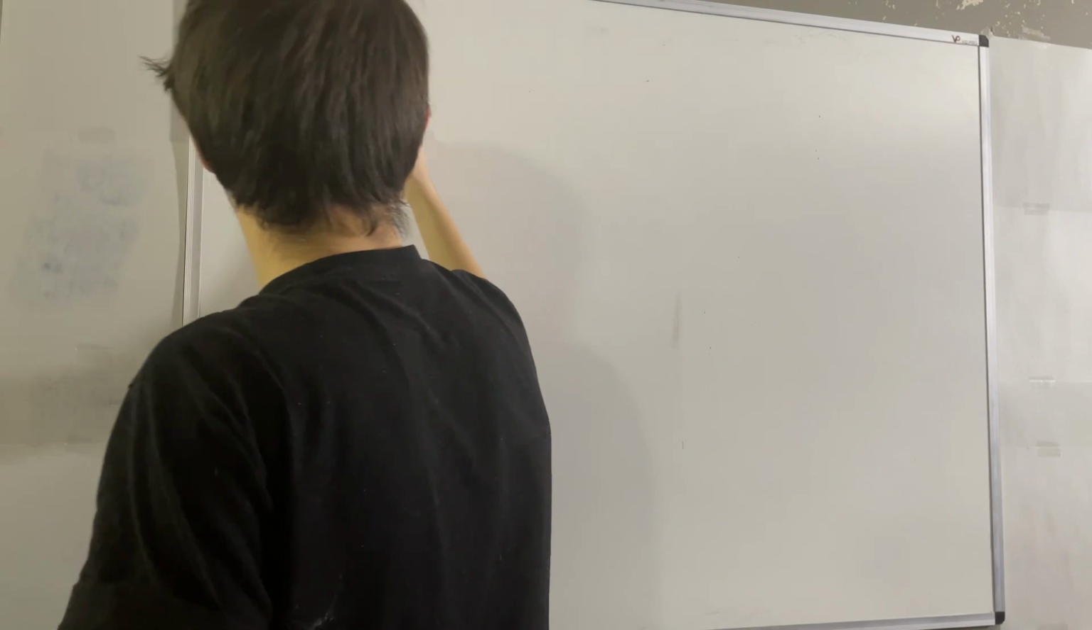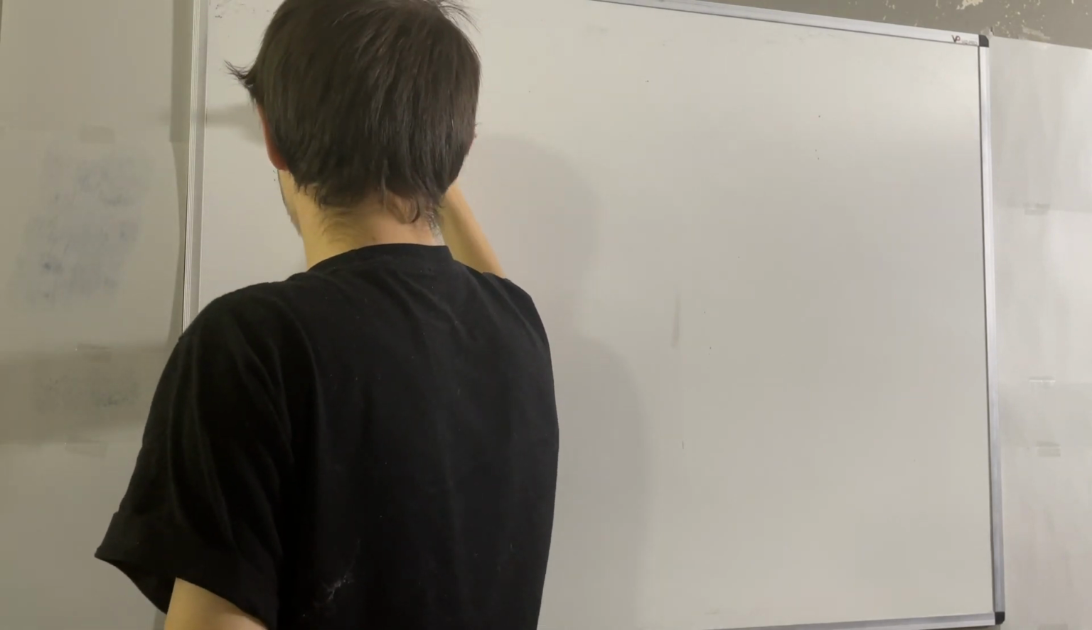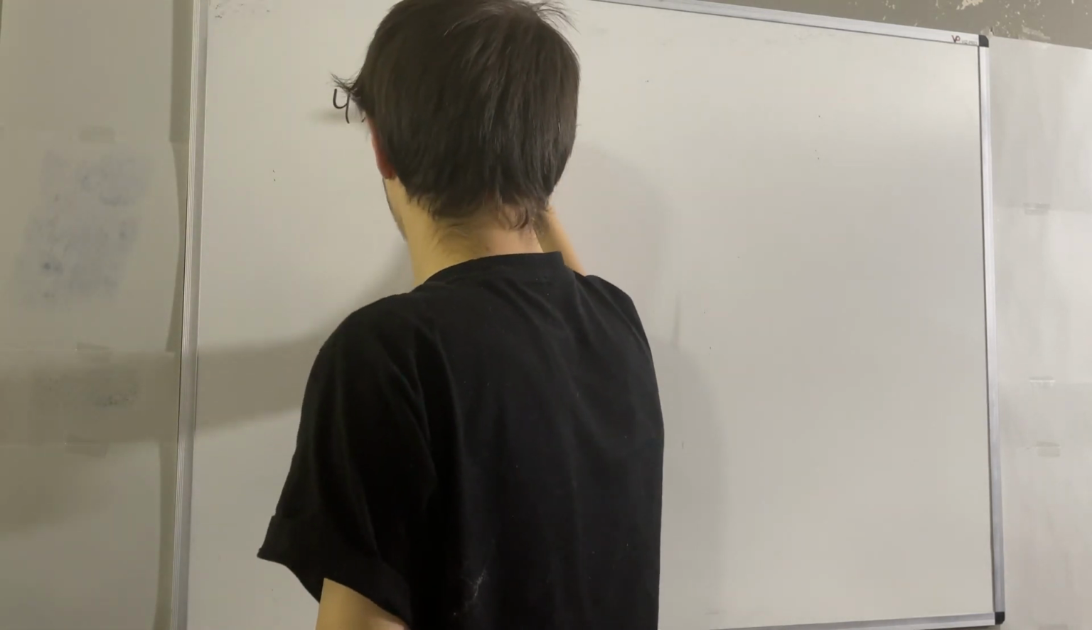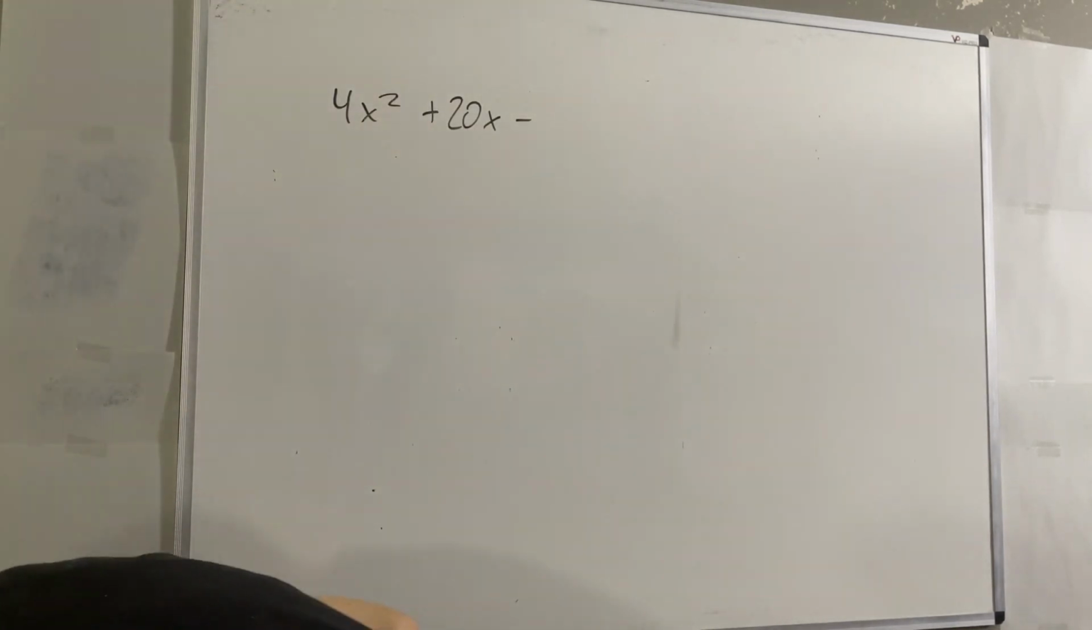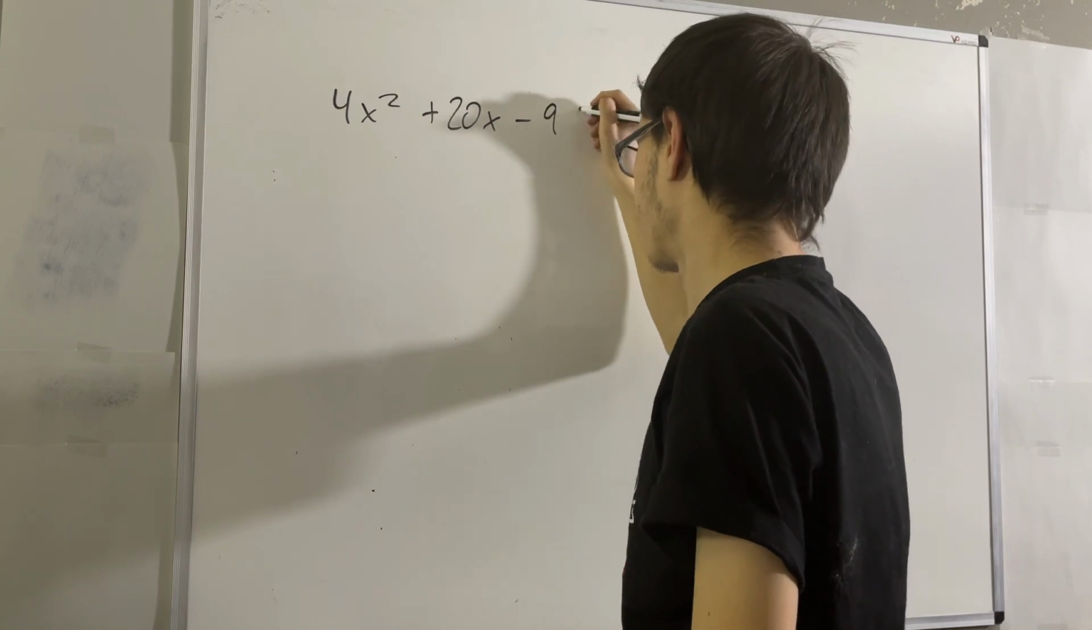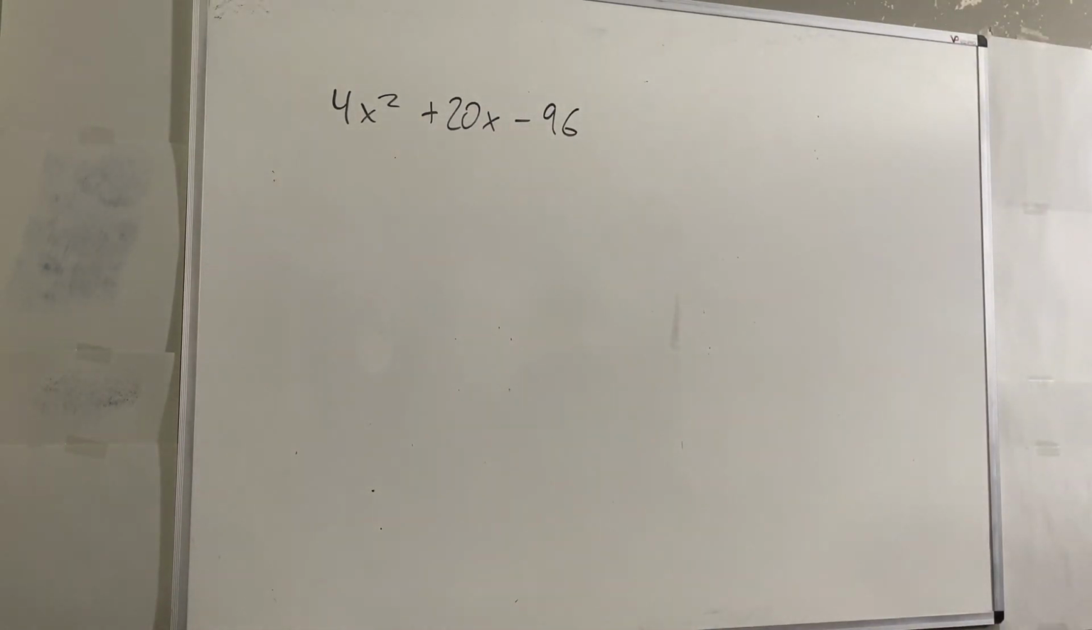So let's step this up a notch. We have 4x squared plus 20x, I think it's minus 96. Factor completely.